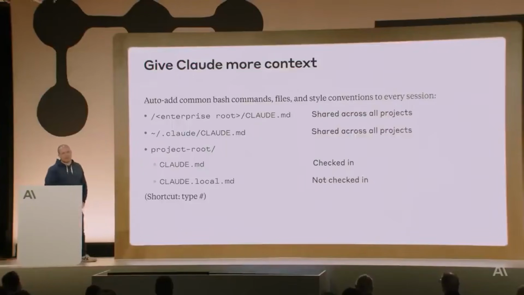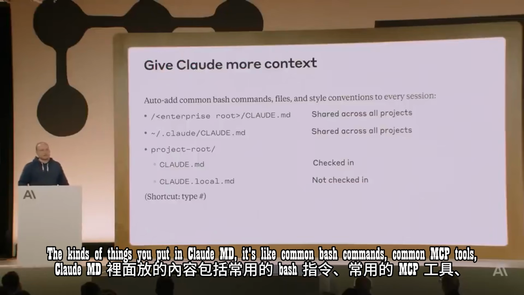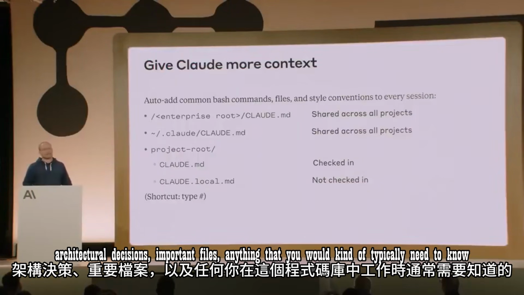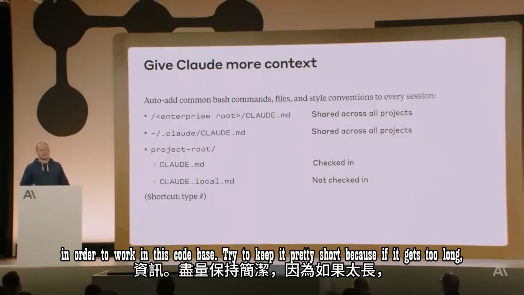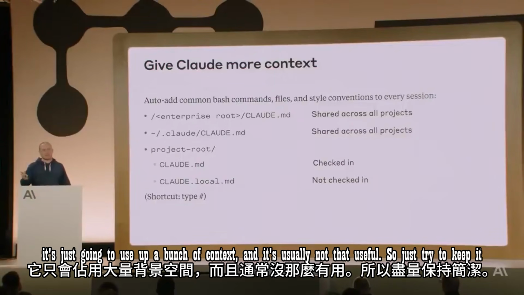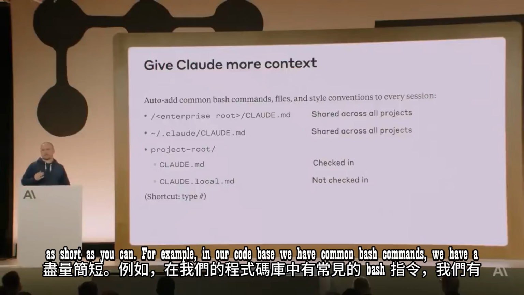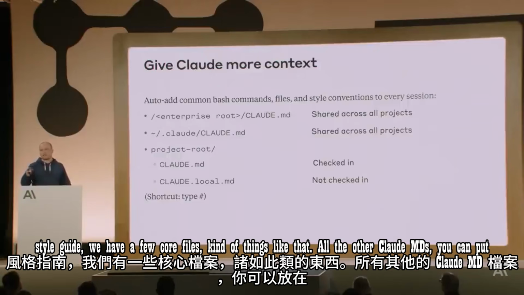It's just for you. The kinds of things you put in CLAUDE.md, it's like common bash commands, common MCP tools, architectural decisions, important files, anything that you would kind of typically need to know in order to work in this code base. Try to keep it pretty short, because if it gets too long, it's just going to use up a bunch of context, and it's usually not that useful. So just try to keep it as short as you can. And for example, in our code base, we have common bash commands, we have a style guide, we have a few core files, kind of things like that.